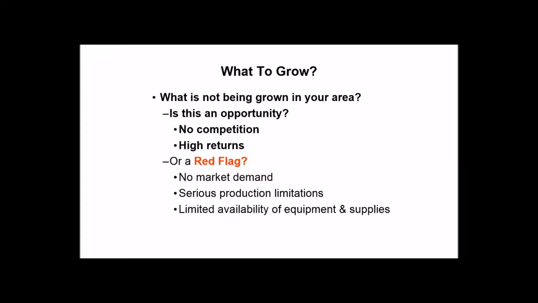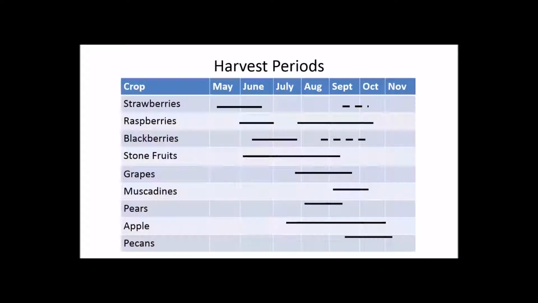The crop may have been grown, but because of lack of demand, market demand, or because of some production limitations such as cold weather for a crop like fig or apricot, it's not suited to our area, may have taken the crop out. In addition to that, realize that another limitation is the availability of supplies and equipment that are unique to fruit crop production.